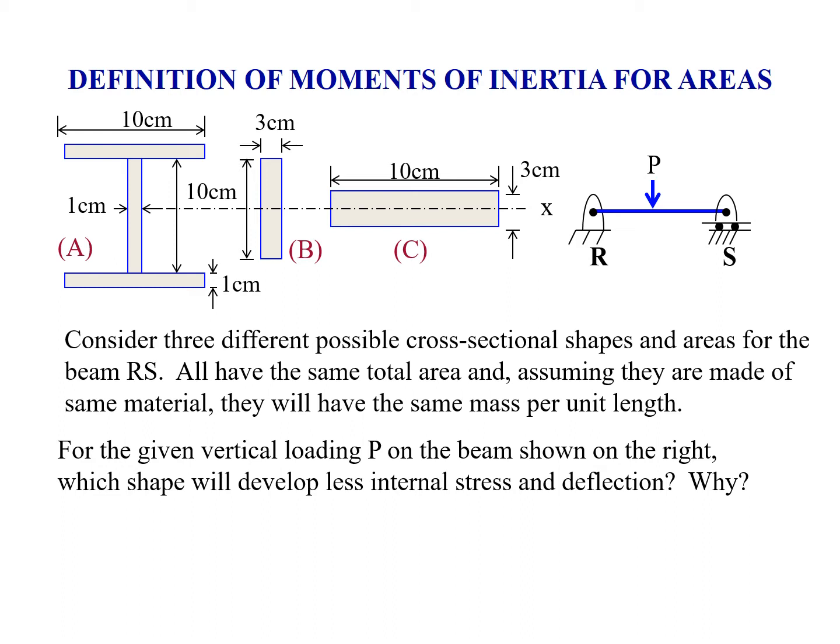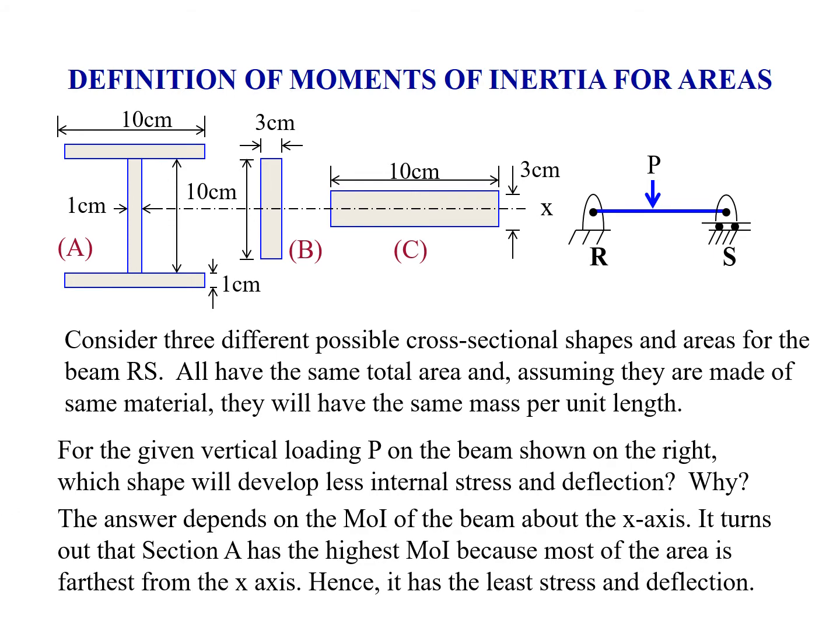of center axis of the beam, and that's the property that we're going to be able to now calculate, this property of moment of inertia that will help us understand why beam A is going to be the one that has the least deflection. So the answer depends on the moment of inertia of the beam. It turns out section A has the highest moment of inertia because most of the area is further away from the x-axis. Hence, it has the least stress and deflection.